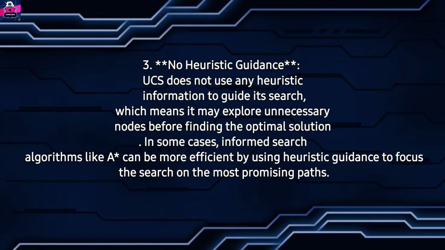3. No heuristic guidance. UCS does not use any heuristic information to guide its search, which means it may explore unnecessary nodes before finding the optimal solution. In some cases, informed search algorithms like A* can be more efficient by using heuristic guidance to focus the search on the most promising paths.